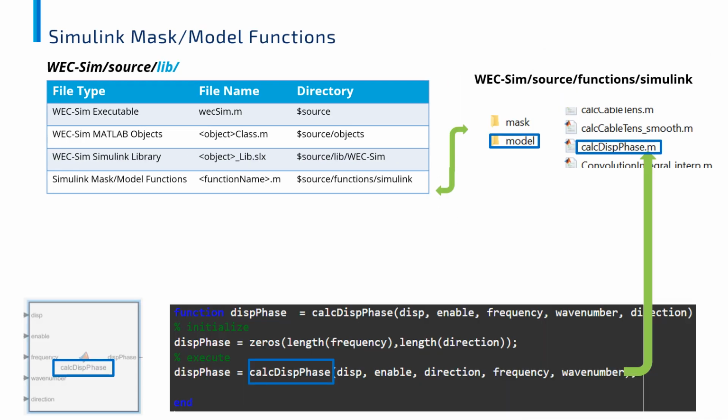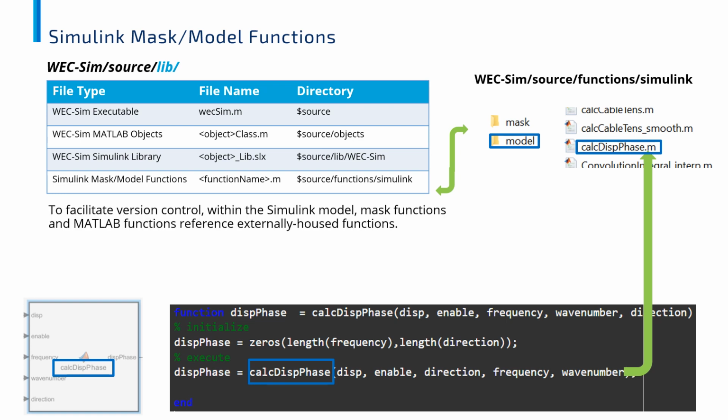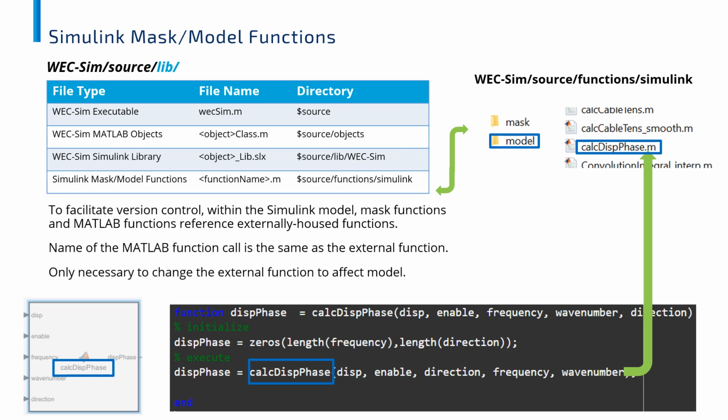Now, within these Simulink object blocks, there are a number of blocks that call custom MATLAB functions that are included with the WEC-Sim repository. These functions can be found in the subdirectory indicated at the right-hand side of the screen. And you'll notice if you open up the corresponding block in the Simulink model, it will be mostly empty and just call this external M function. That's to facilitate version control within the Simulink model itself. And if you do need to change these functions at all, the correct place to do it is on the external M file, not the function call in the Simulink block itself.